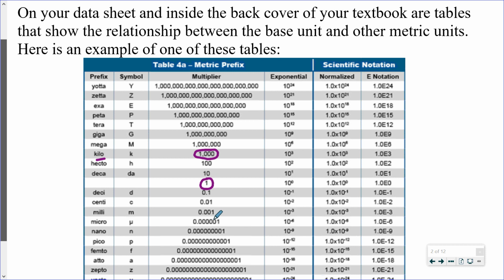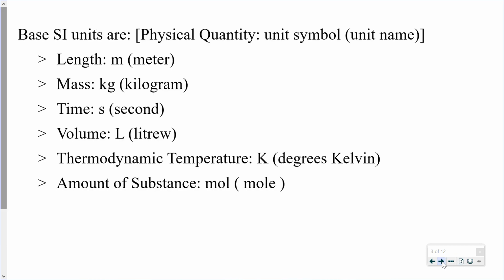Kind of works in the opposite direction as well. So if we talk about millimeters compared to meters, that is now 1,000th of a meter. If we talk about micrometers, that is 1,000,000th of a meter. So you can use this table for the prefixes and also for scientific or exponential notation that we'll get into here as well.